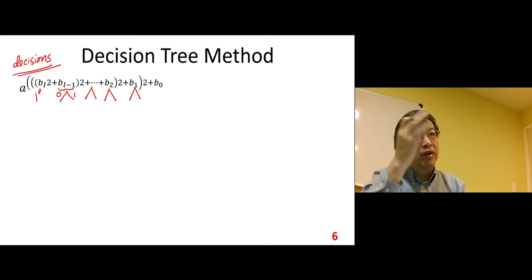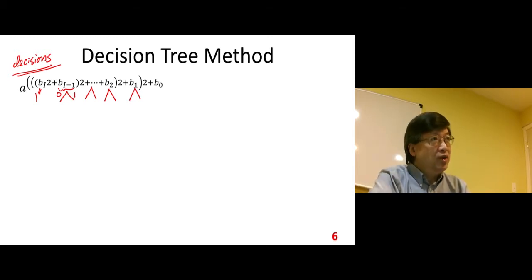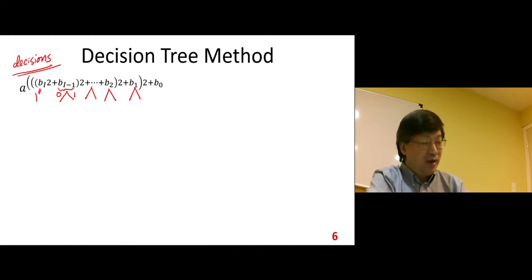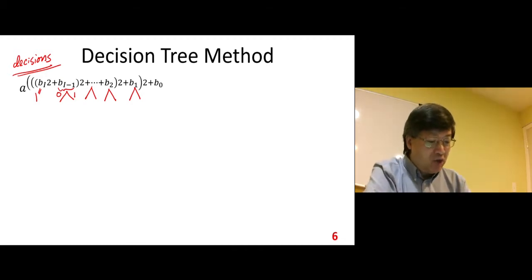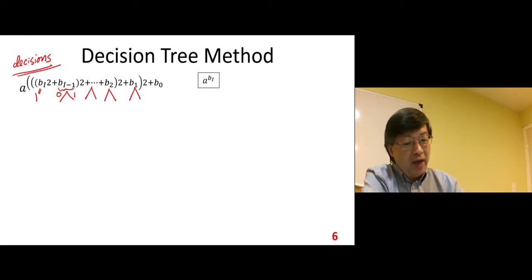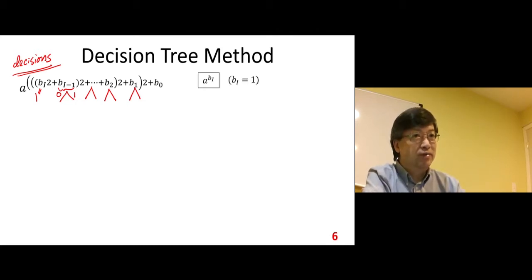Then we can draw a decision tree. It's a binary tree. It has two decisions. Let me draw that explicitly. First, a to the i, because bi equals 1, so we do not need to make a decision. We just start from there.